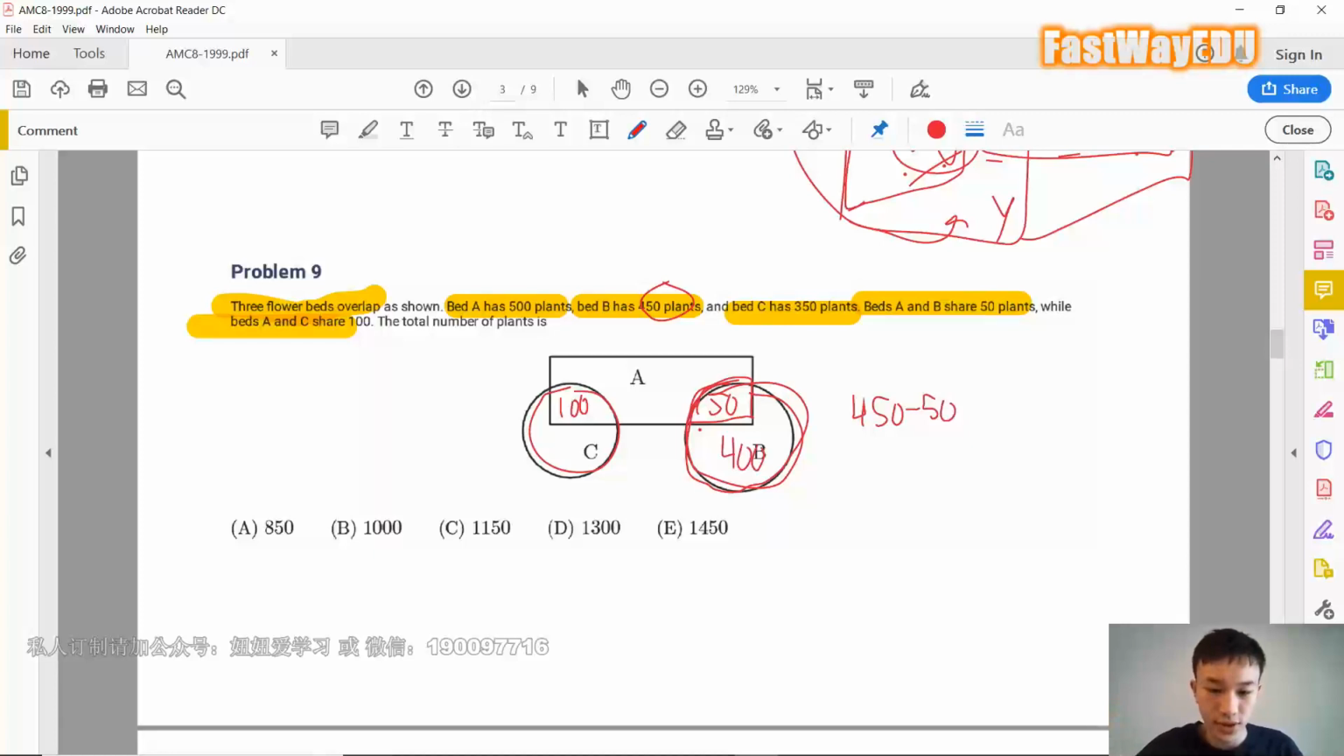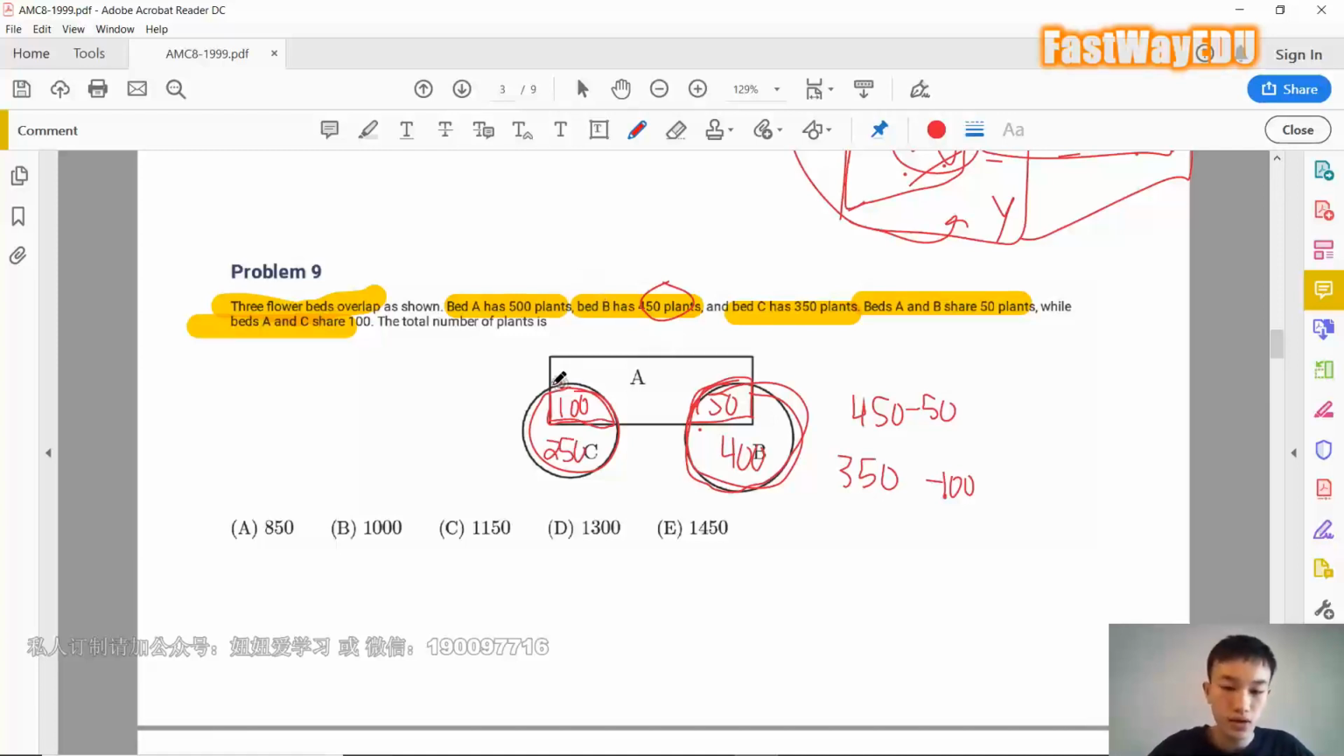Let's do the same thing with C. Since the whole bed is 350 plants, and it shares 100 right here, there's going to be 350 minus the 100 as well. So that's going to be 250. So in bed C alone, which it doesn't share with anybody else, that's 250 plants.